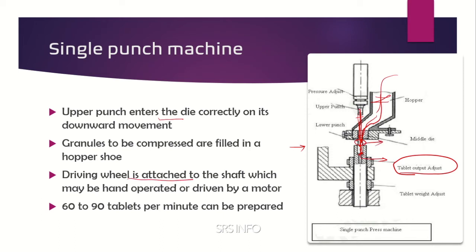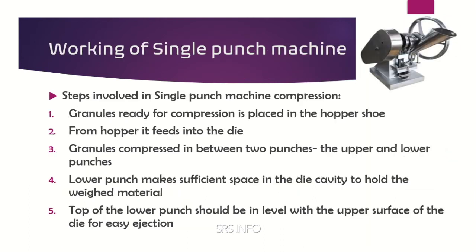The driving wheel is attached to the shaft, which may be hand operated or driven by a motor, and 60 to 90 tablets per minute can be prepared by this single punch machine. I have already told you about this. These are the parts of this machine. Now let us see the steps in detail.